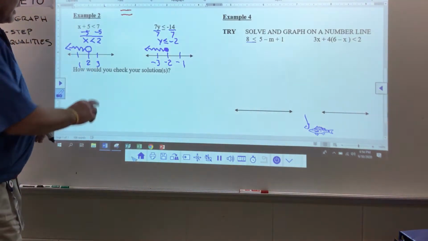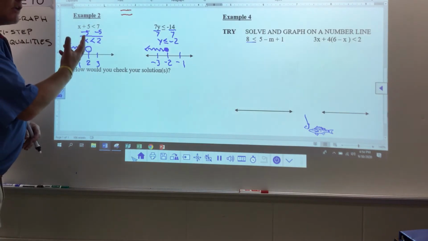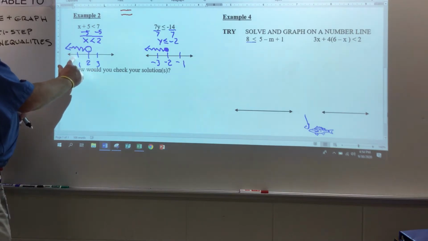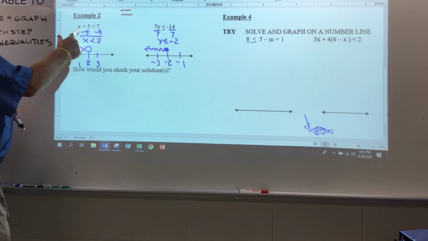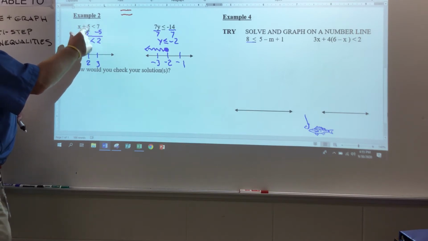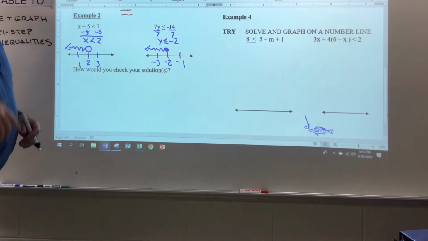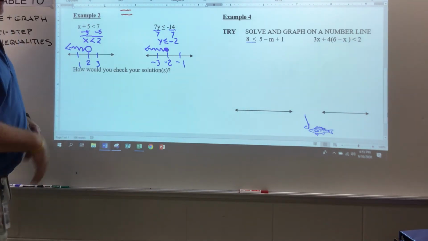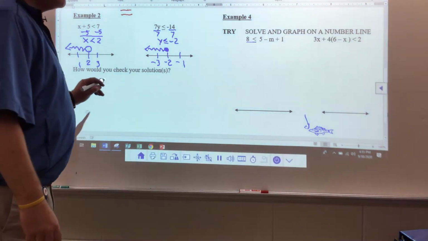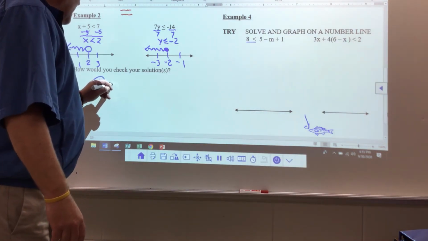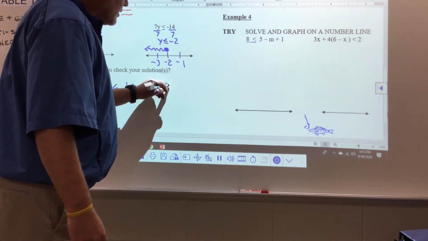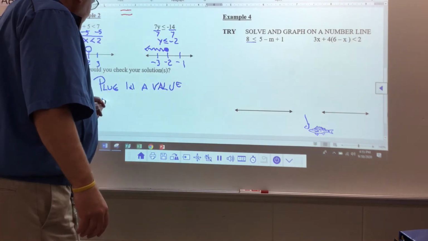Now, question here is, how would you check your solutions? Well, all you have to do is take a value over here in your shaded area and plug it in. So maybe over in this shaded area we have like 1. Okay, so 1's over here. We just plug in that and go 1 plus 5, is that less than 7? Yes, it is. It's 6. But if you grab something over here in the unshaded area, it would not be true. So you guys can do that if you want to. So all we have to do is just plug in to check our work a value in the shaded area.